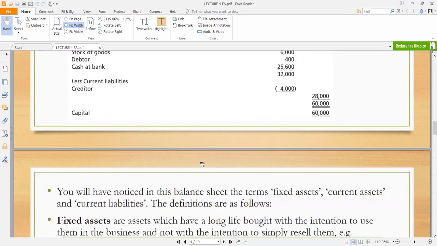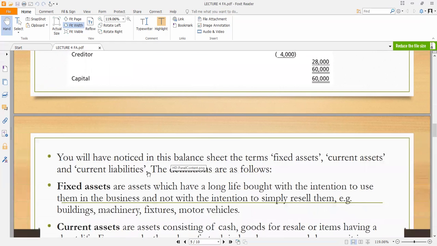Now you will have noticed in this balance sheet the term fixed assets. Now, what is fixed assets? We've also noticed the current assets and current liability. We've not yet defined what these terms are. Their definitions are as follows.